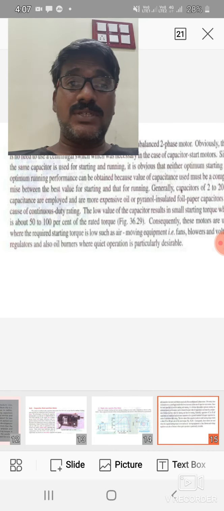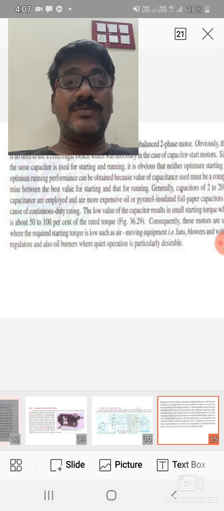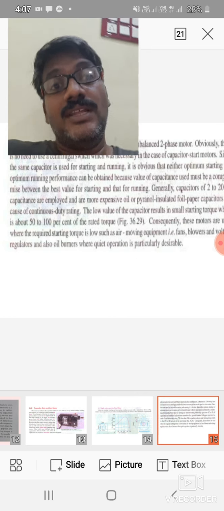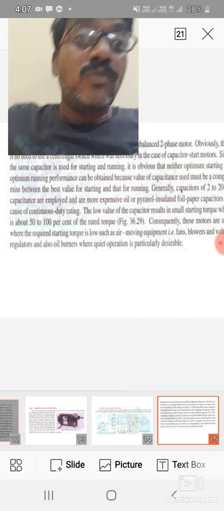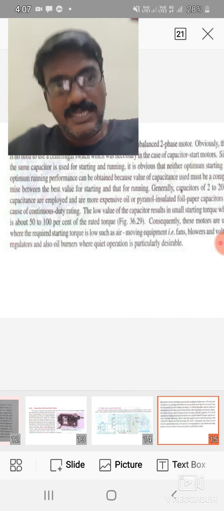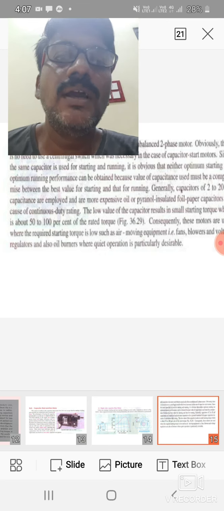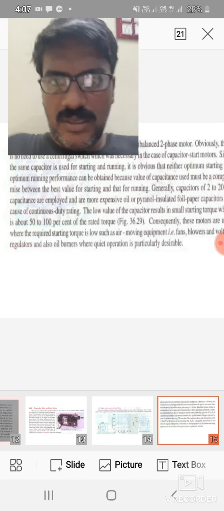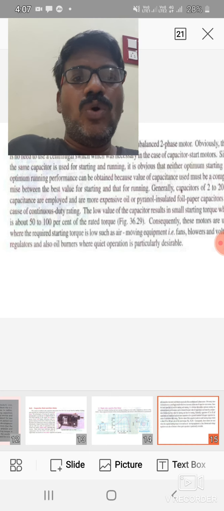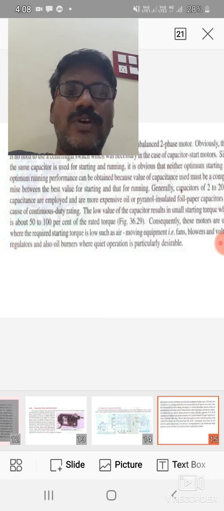Only 50 to 100%, so only 0.5 to 1 times, that's all. In a resistive type we get 1 to 1.5. In capacitor start type, 4 to 5 times the full load current, but in this case we will get only 50% to 100%. Only a simple, normal torque is produced because of the low value of capacitance, about 0.5 to 1 times the full load torque.